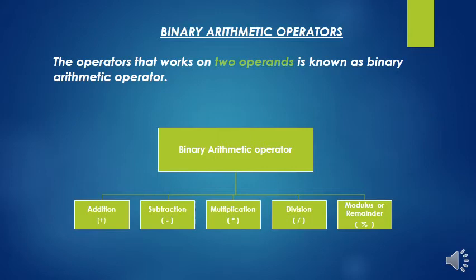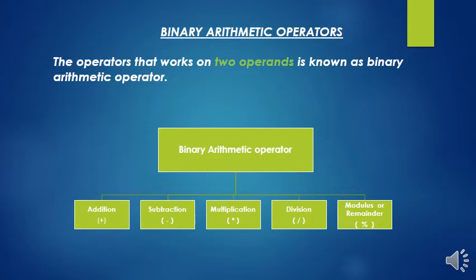So children, in Java, operators are the symbols used to perform various types of operation. Four types of operators in Java: arithmetic operators, relational operator, logical operator, and ternary operator. Arithmetic operator: an operator that works on the arithmetic operand and gives result also in the form of the arithmetic value is known as the arithmetic operator.